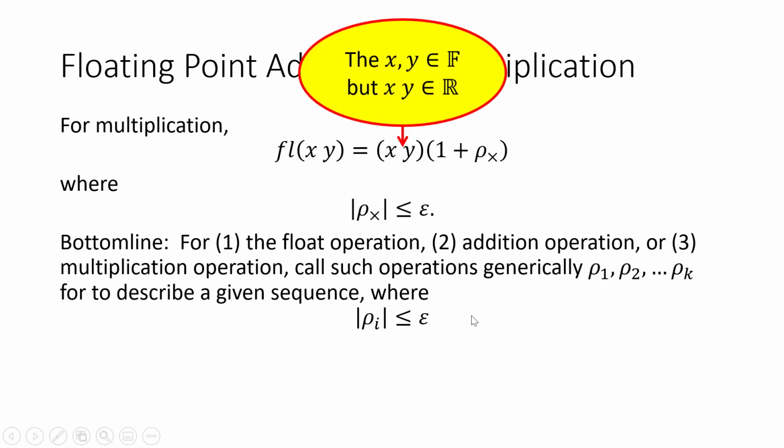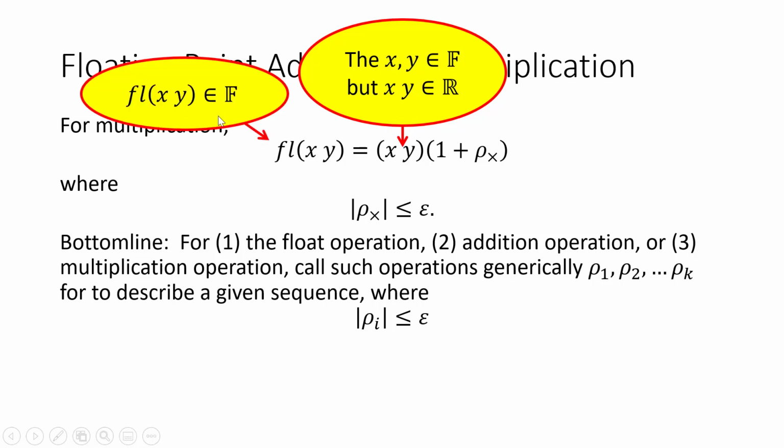So it's almost the same thing. And multiplication wise, it's also the same thing. You're going to multiply two floats, but the result is going to be a real that you float back. So these operations, the addition operation or the multiplication operation, I'll just generically show as rho sub 1, rho sub 2, etc. to describe their relative errors, where each of those relative errors is less than or equal to the machine precision.